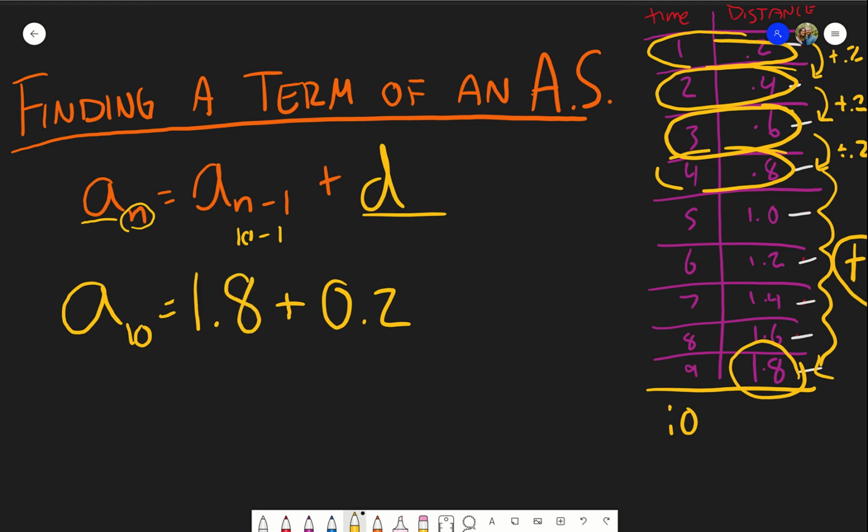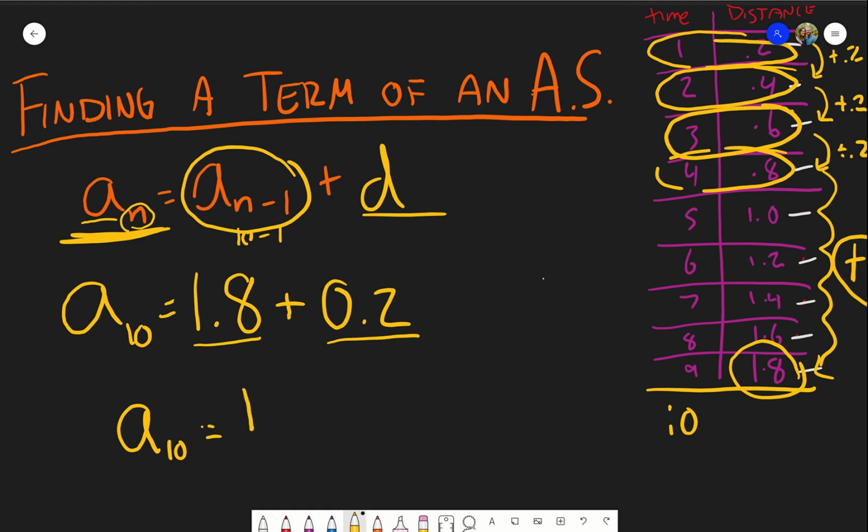So we're taking the term from before the term we're looking for. So this n minus 1 means the term before the term we really want. We really want term n. So to find it, we could take the term before it, n minus 1, and add that difference. So we take term 9, 1.8, and add that difference, 0.2, and we get our value of term 10 is 2.0.